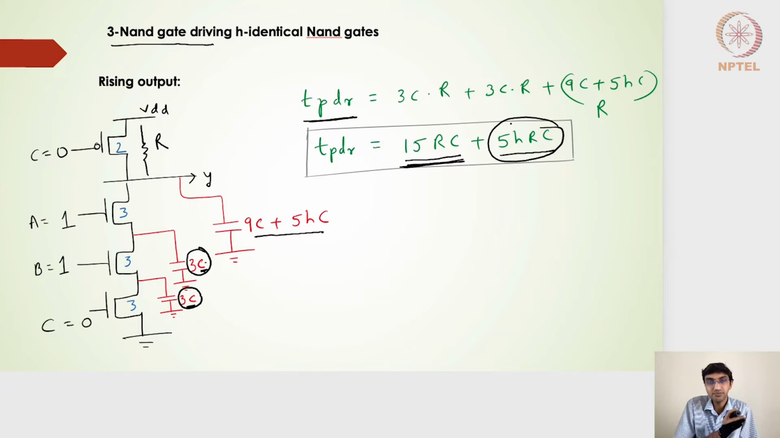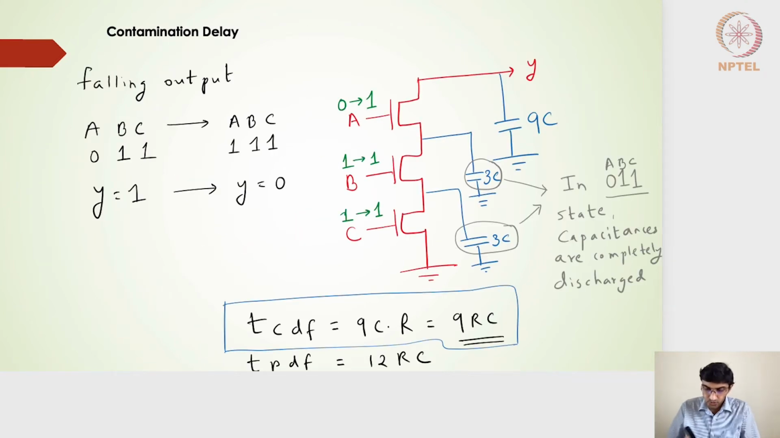So what we have seen up till now is the falling delay and then the rising delay for the 2 stages, where the first stage is a 3-input NAND gate, and then the second stage is the H-identical NAND gates. So in this particular slide, we are going to look at the contamination delay for the 3-input NAND gate, and again we will look into the falling output. So the contamination delay for the falling and the contamination delay for the rising output. So let's take a look at the falling output.